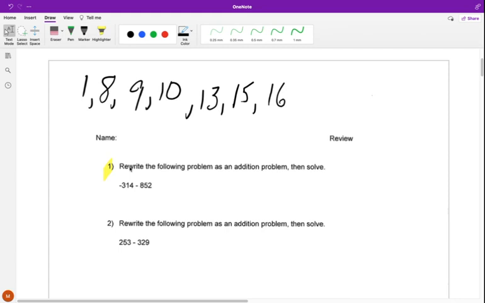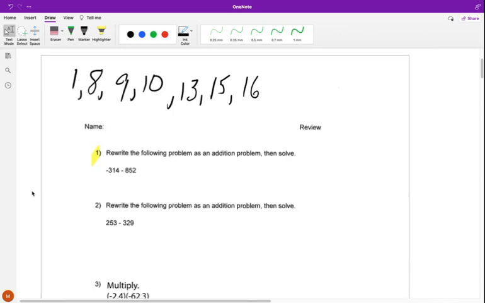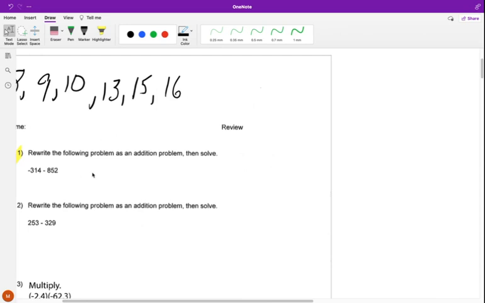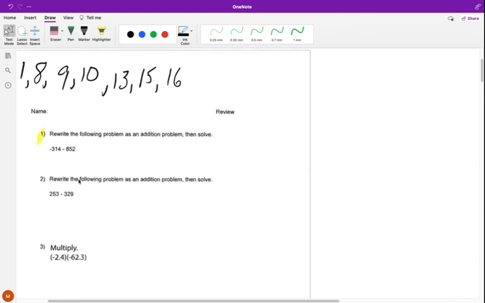For this first question, number 1, once I have the question, I'm going to minimize it and do it off to the side for the most part. It's really just a specific standard that we have to cover, of knowing that minus can be rewritten as addition and that this is actually a negative 852. You have to show me that in order to get full credit for this standard, which most of you already have done.